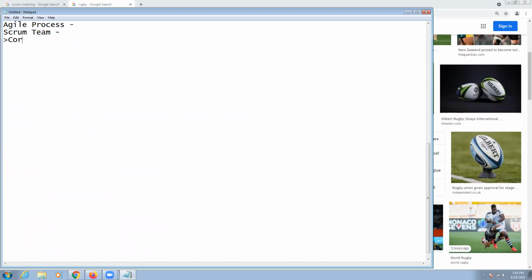The first team member will be called the core Scrum team. Now, what does this mean? The core Scrum team is all about the developers and the test engineers. The main team, the main players, you can put it that way.